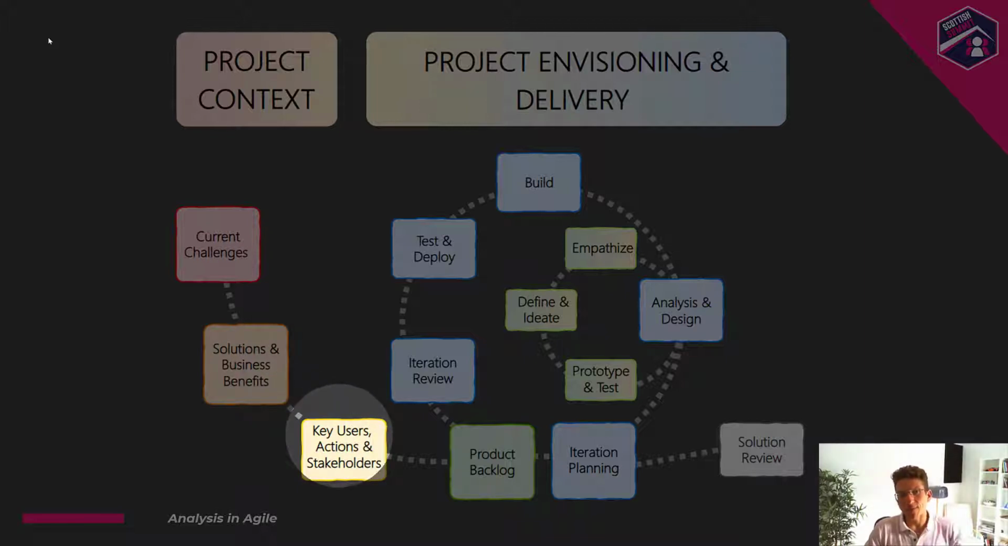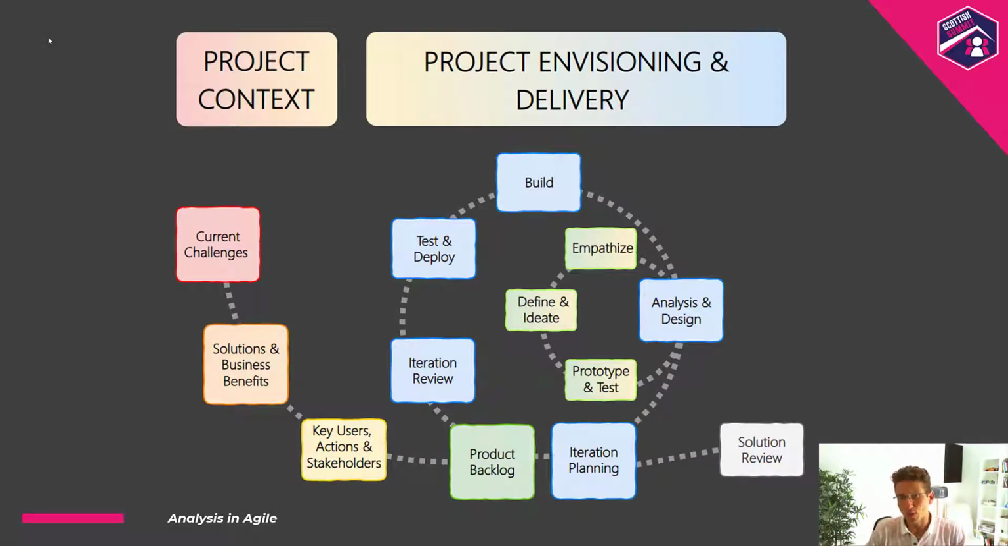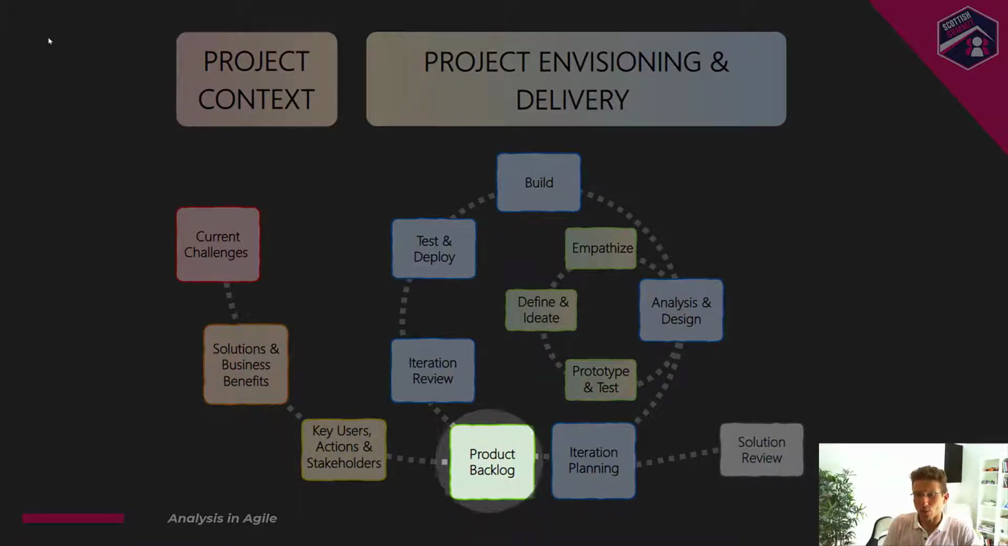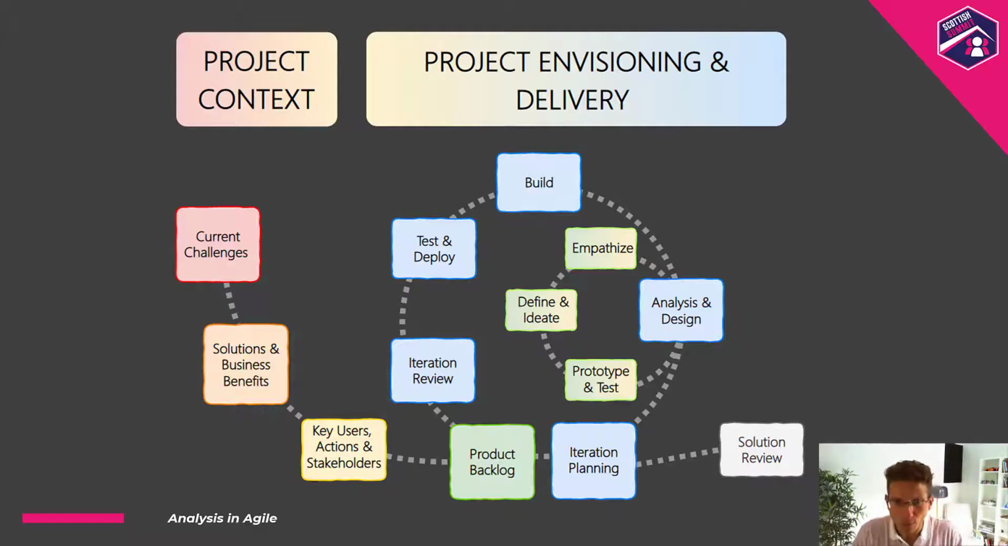Then, before starting the project, we want to know who our key users are, what actions they are supposed to perform, and who the stakeholders are. So that's really even before the project. And then you go into project envisioning and project delivery, where you have the product backlog with requirements, and then you start your iteration. You deliver your project through iteration planning, analysis and design, build, test and deploy, and then iteration review.